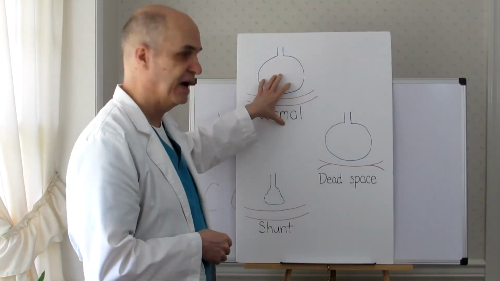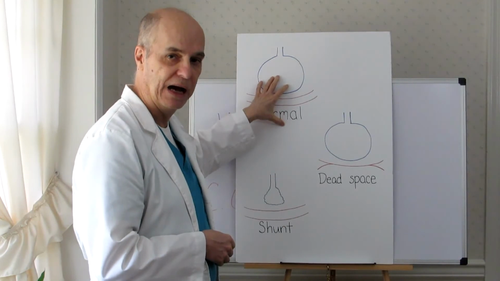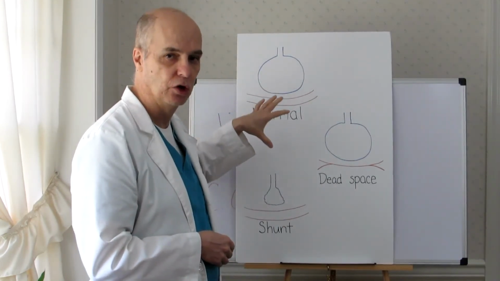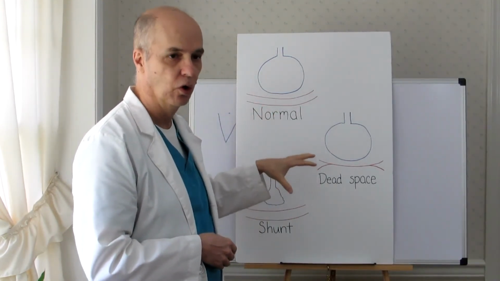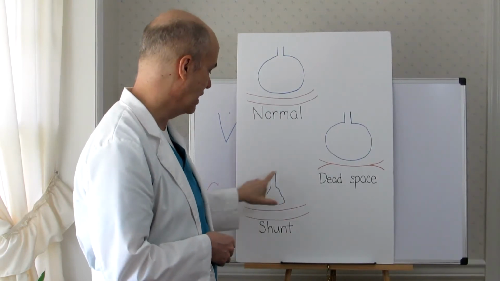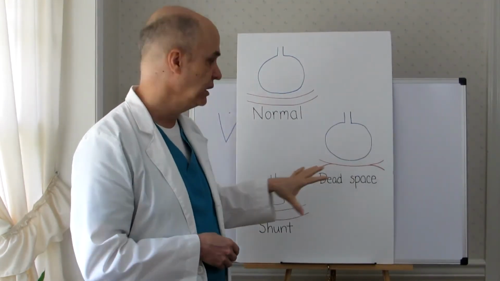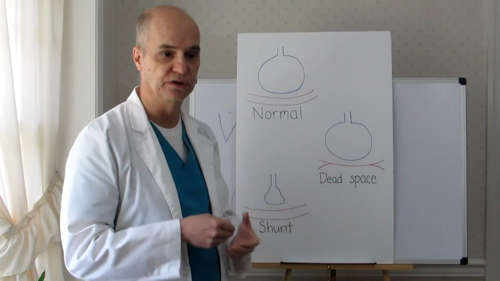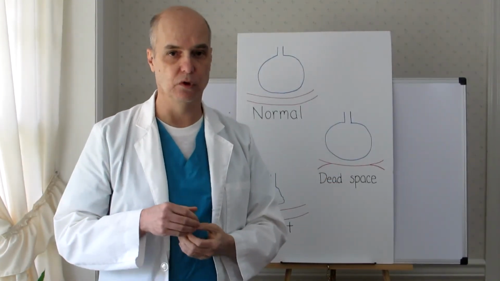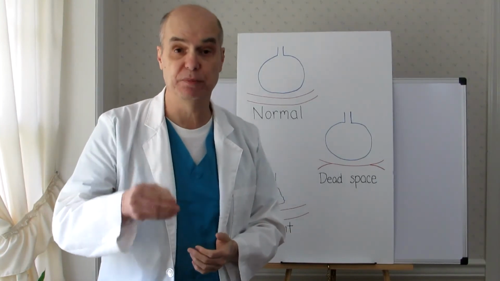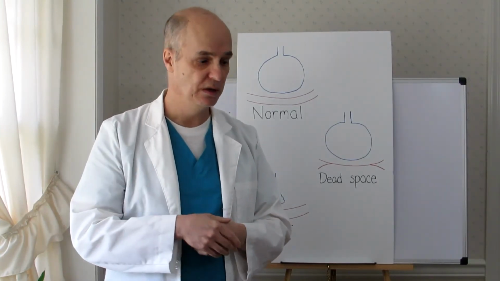So diffusion defects can be treated by oxygen. Oxygen alone cannot alter or enhance the problem when you have a shunt effect or a dead space unit. Either of those is ultimately going to be a horrific problem that must be treated by other means than just oxygen alone.